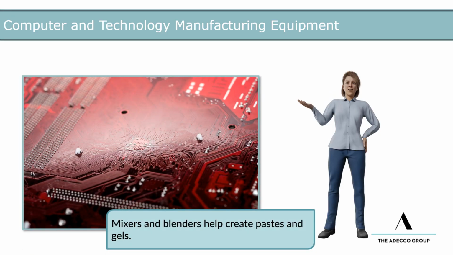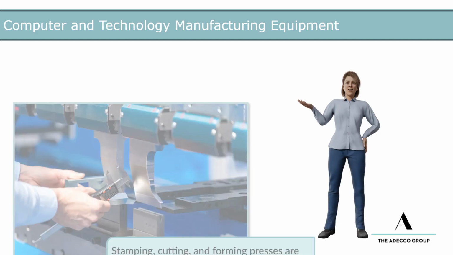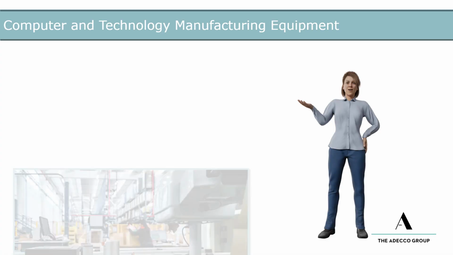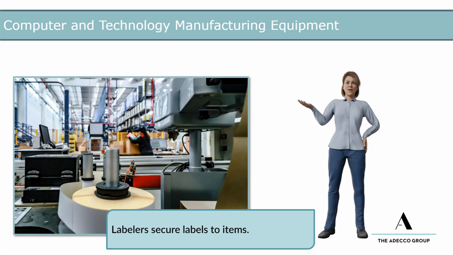Mixers and blenders are used for making pastes and gels used for conductive inks, fuel cell powders, and other electronic applications. Stamping, cutting, and forming presses are used to produce metal boxes or cabinets from flat sheet metal. Labelers automatically place and secure labels on various pieces of parts and equipment.